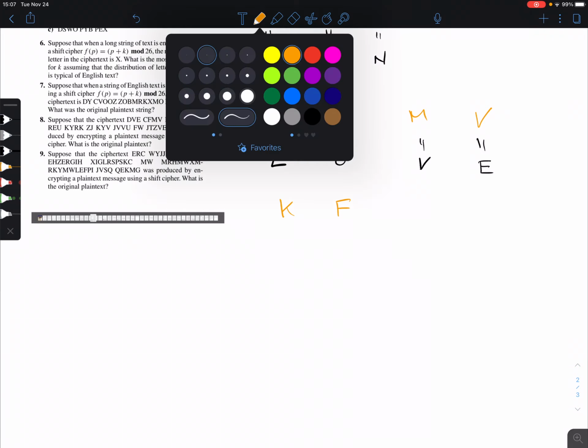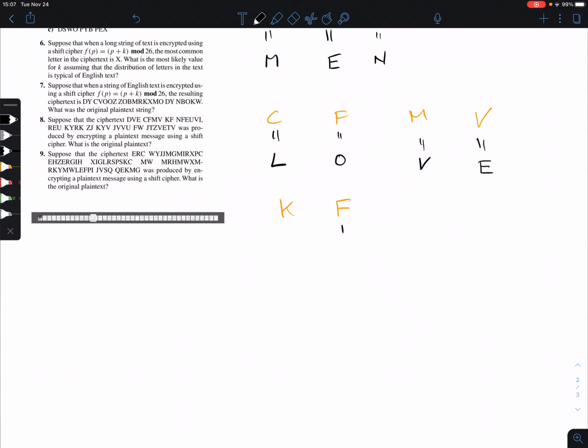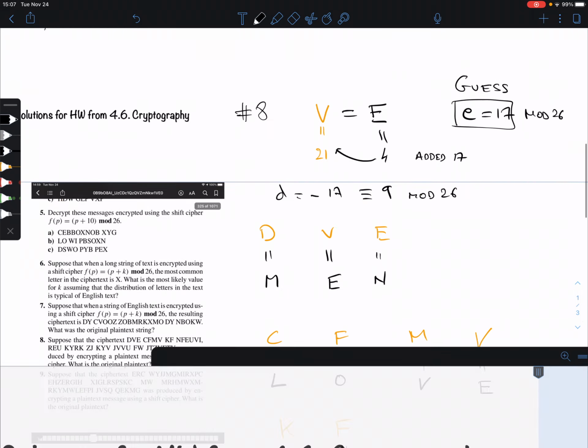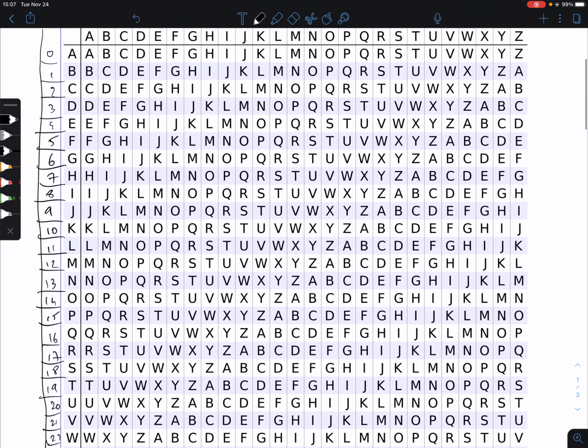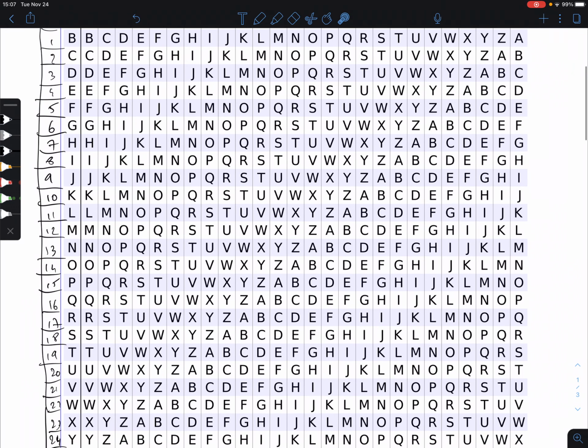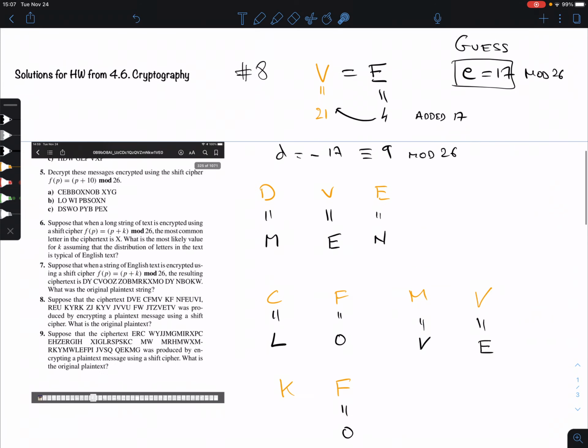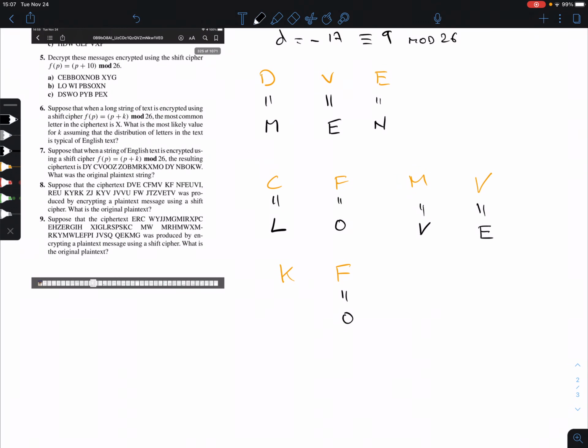KF. We don't need to redo F anymore. We know that it's O. But K we haven't done, so K has value, so looking at our table, K is 10, adding 9 to it is 19. So K becomes T, which is something you might have already guessed, love 2.